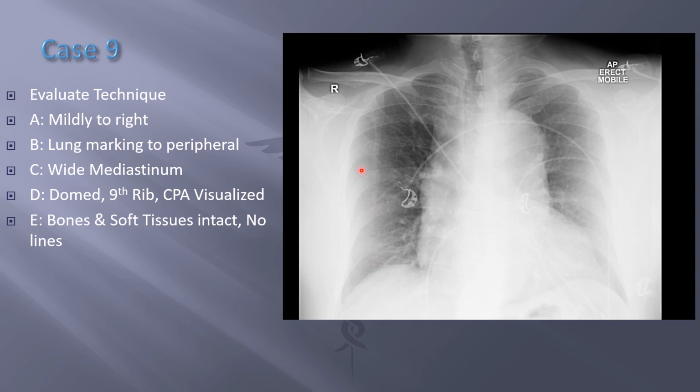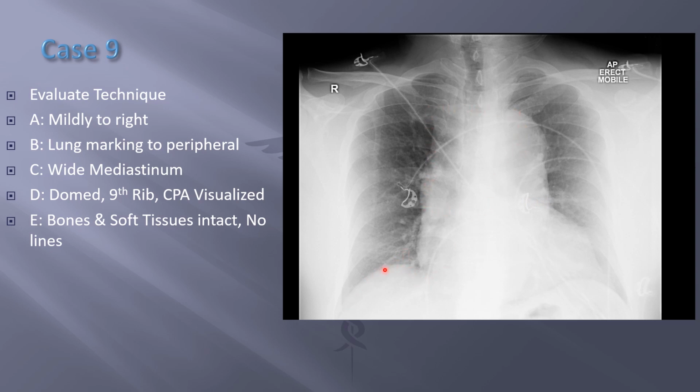Lung markings are all out to the periphery here. No pneumothorax or anything like that. I don't see any consolidation or any pleural effusions in the bases or anything like that. Cardiac silhouette is starting to look a little wide. And the mediastinum, this part is called the mediastinum, all the great vessels of the heart, aorta, and vena cavas, pulmonary arteries and whatnot are in this region, and some lymph nodes and things like that. So this is a wide mediastinum.